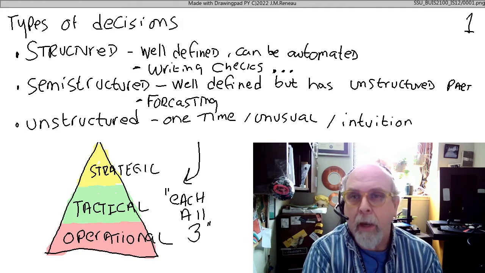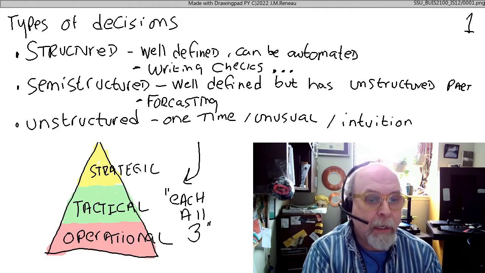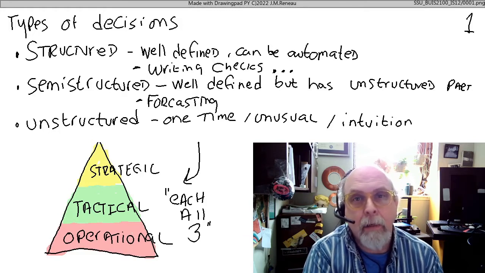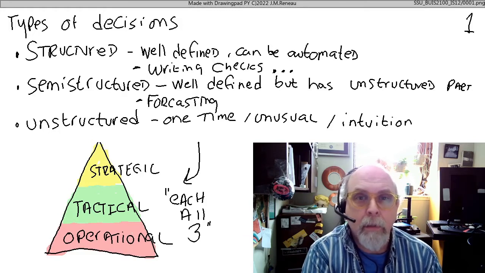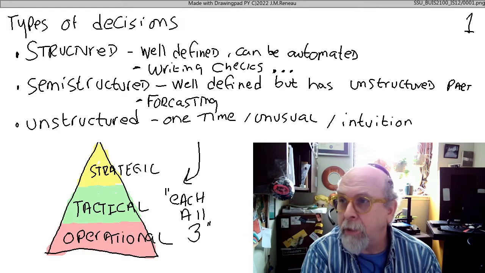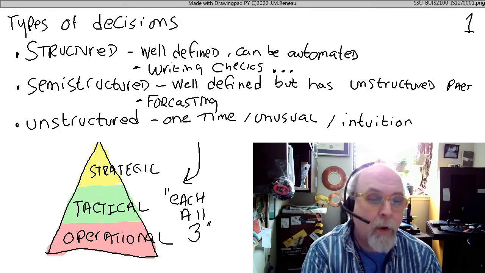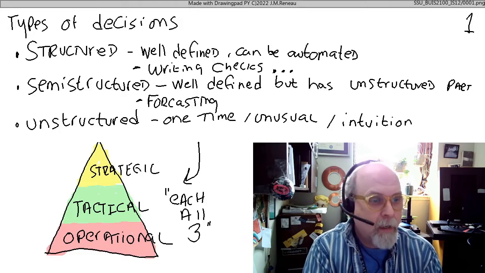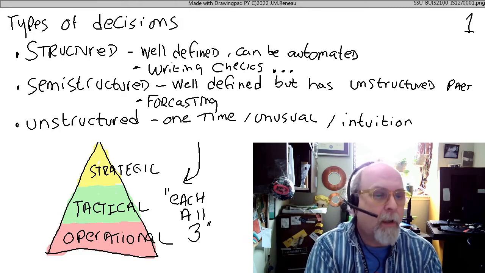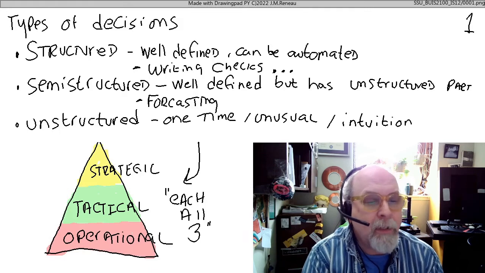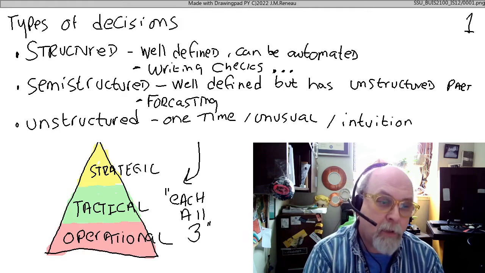An unstructured decision: what am I going to wear today? Well, I've got a closet full of clothes and I don't really have a meeting to go to and I don't have any reason to dress up. So I just grab something. An unstructured decision.